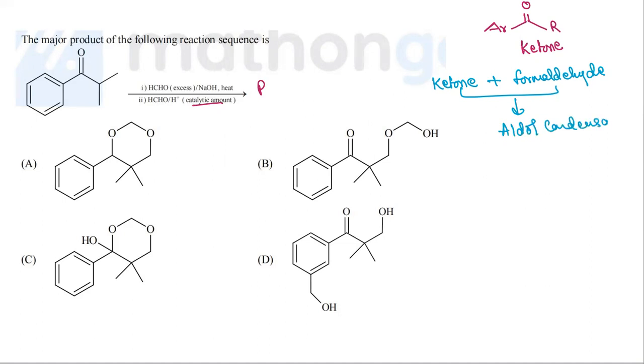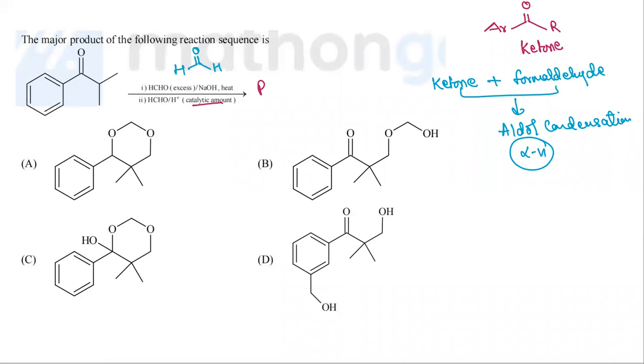We know that for a reaction to be an aldol condensation, at least one of the carbonyl compounds must have an alpha hydrogen present in it. So do you see any alpha hydrogen in any of these molecules? We have HCHO. Definitely in formaldehyde there is no alpha hydrogen because there is no alpha carbon. The hydrogen present on the alpha carbon is called alpha hydrogen, but since there is no alpha carbon, no alpha hydrogen is present.